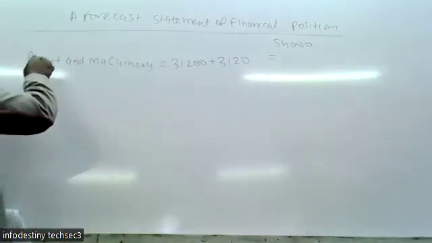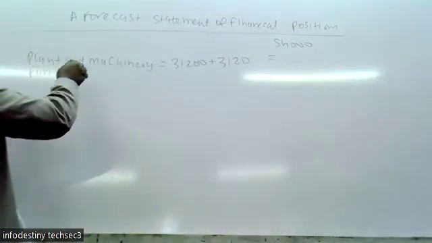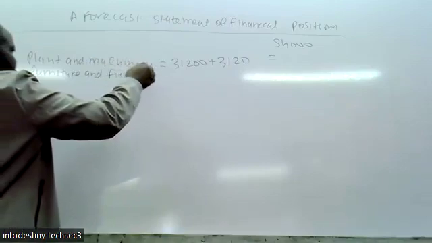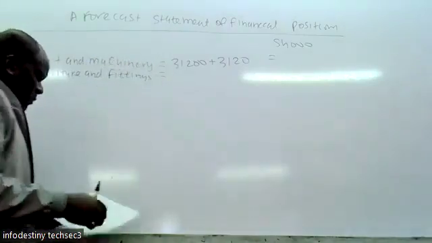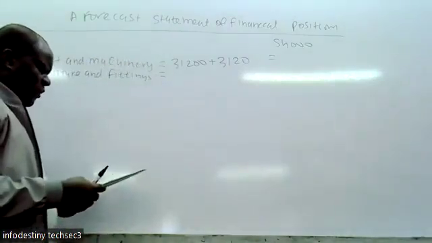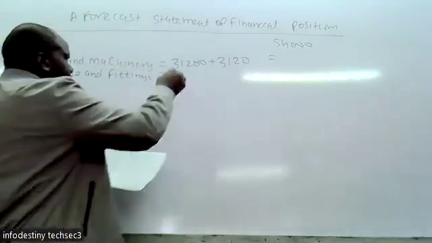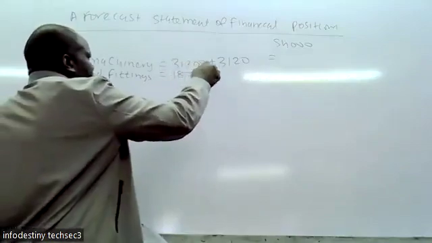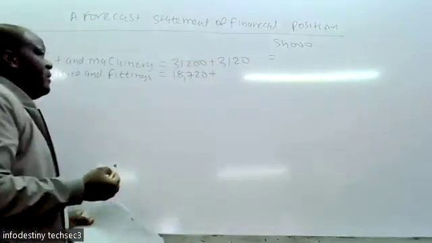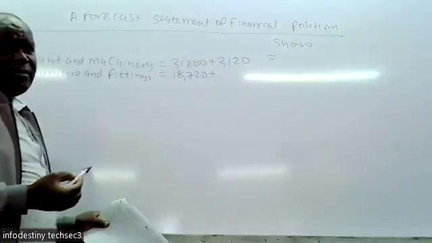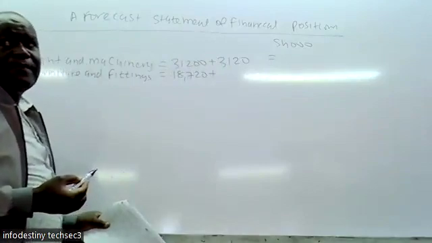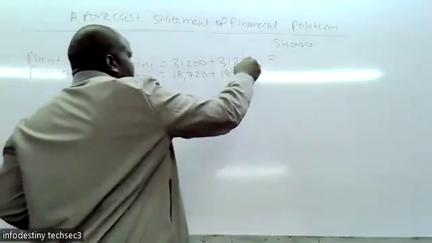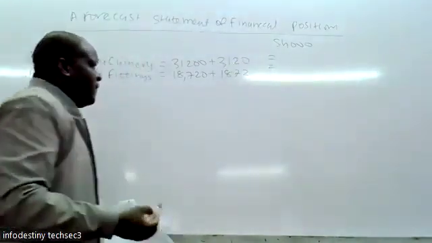The next one is going to be furniture and fittings. So for the furniture and the fittings, it is 18,720. Then your increase will be what? 18,72. Yes, the buying for that.